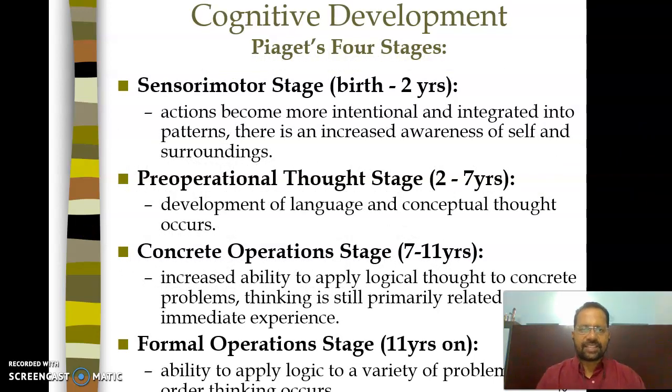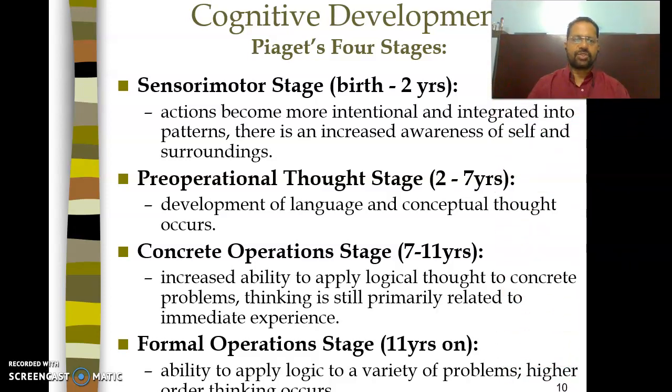So these are the various stages proposed by Piaget. Sensory motor stage. What happens in sensory motor stage? From birth to 2 years. Actions become more intentional and integrated into patterns. There is an increased awareness of self and surroundings. The concept of object permanence, coordination of reflexes, objectified causality, all these are some of the specific features of sensory motor stage.